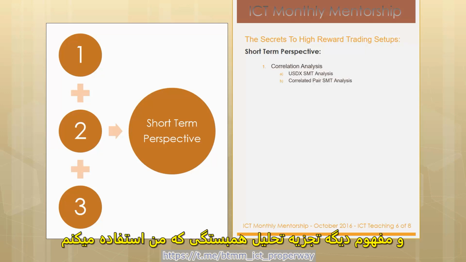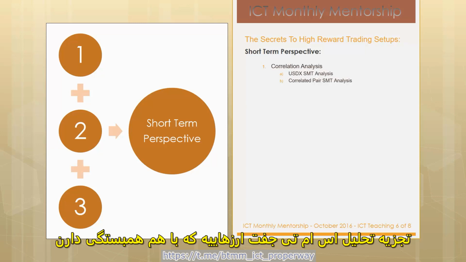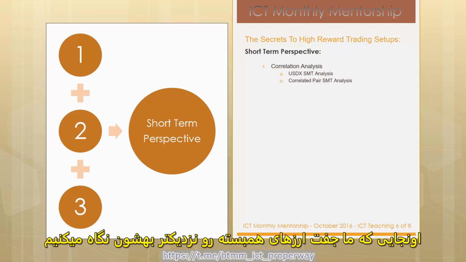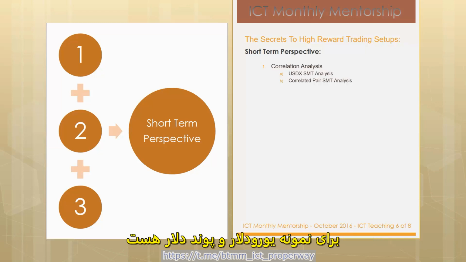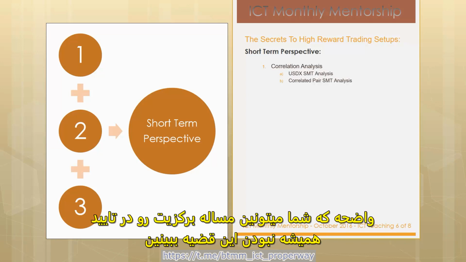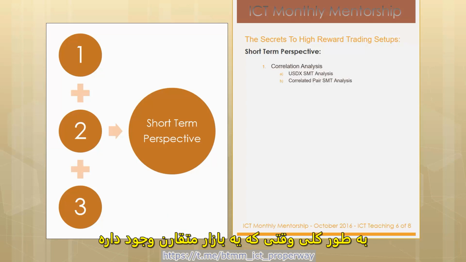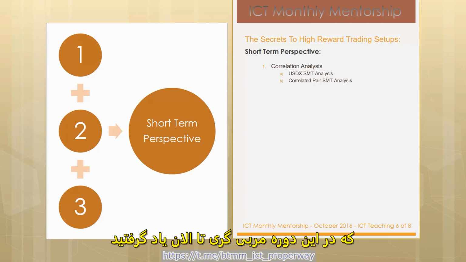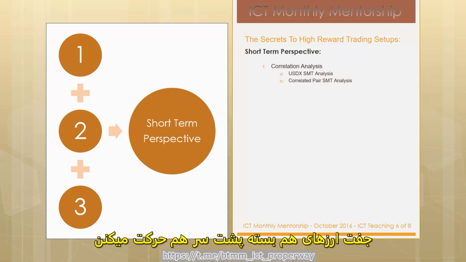And the other correlation analysis concept that I use is correlated pair SMT analysis, where we look at closely correlated pairs, like, for instance, the euro dollar and the British pound dollar, because usually they move in generally the same direction. Not always, obviously. You can see with the Brexit issue. Generally, when there's a symmetrical market, which we learned about in this mentorship already, correlated pairs move in tandem.